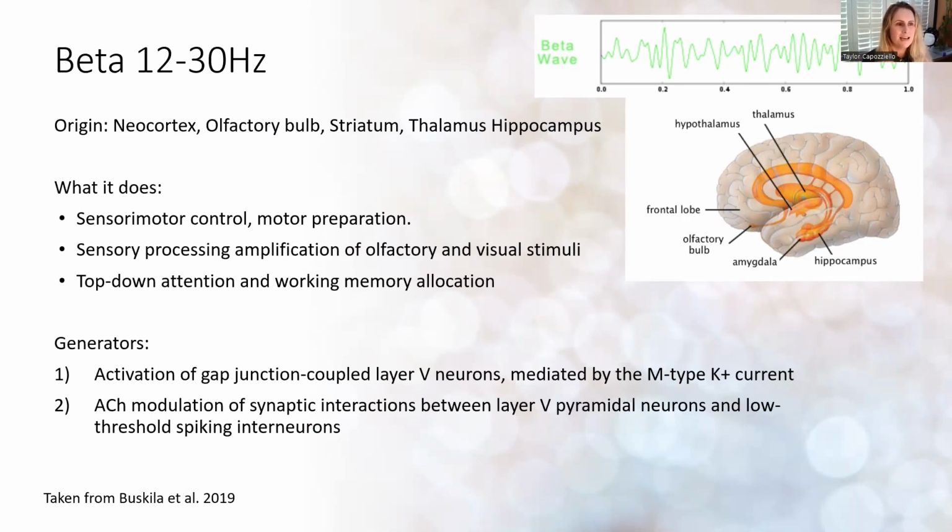It's involved in sensory motor control, motor preparation, sensory processing, amplification of olfactory and visual stimuli, obviously not something we're usually going to see, top-down attention, and working memory allocation, of which we do. The generators are the activation of gap junction coupled layer 5 neurons mediated by the M-type potassium current, acetylcholine modulation of synaptic interactions between layer 5 pyramidal neurons, and low threshold spiking interneurons.